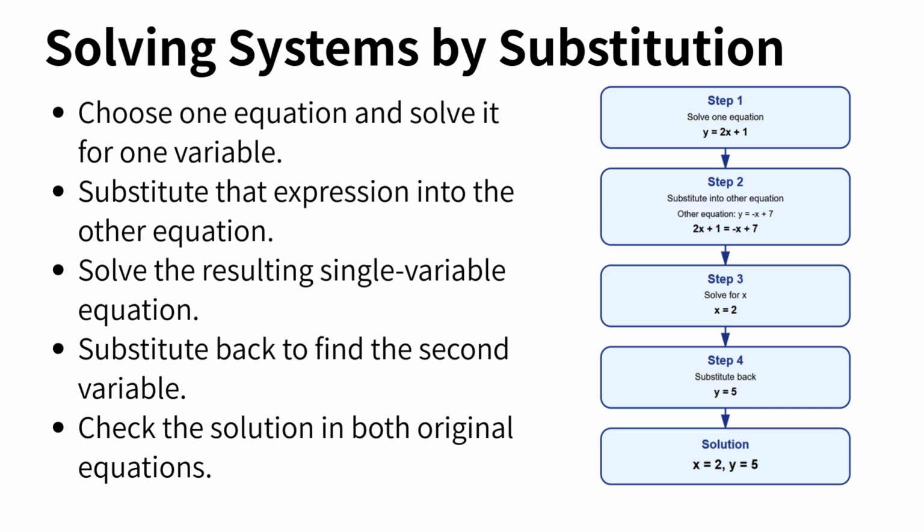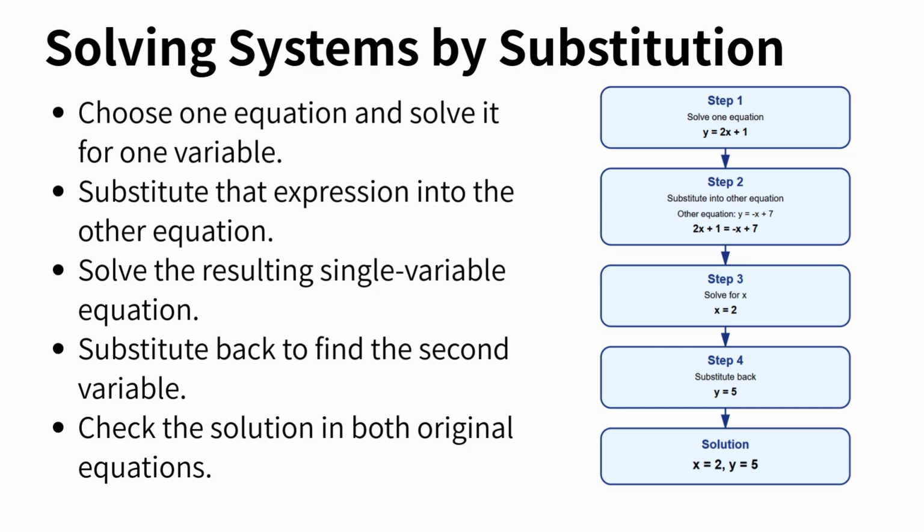Step 2. Next, substitute this expression into the other equation. The other equation in our system is y equals minus x plus 7. Since y equals 2x plus 1, we replace y in that equation. This gives us 2x plus 1 equals minus x plus 7. Now, the equation contains only one variable.